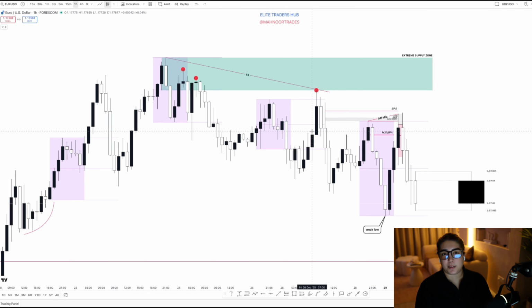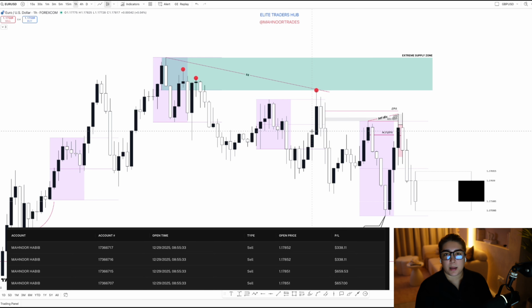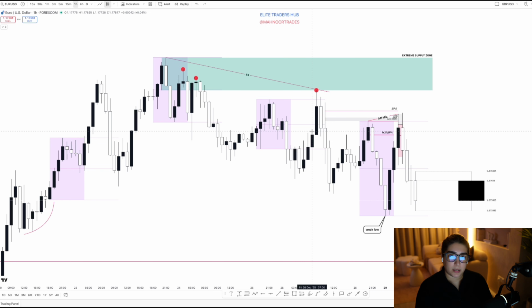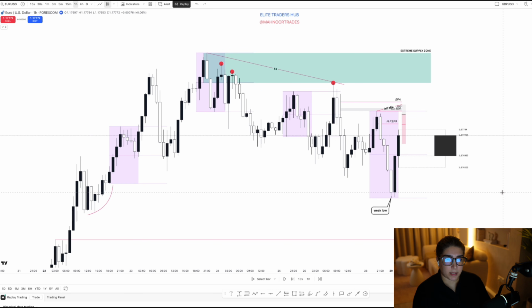What's up, guys? Today I'm going to do a quick trade breakdown of the trade I took on EU during London session. I made almost 2 grand across 4 accounts, so 250 accounts and two 25k accounts. And the trade breakdown will be of the 29th of December London session. Let's get straight into it.